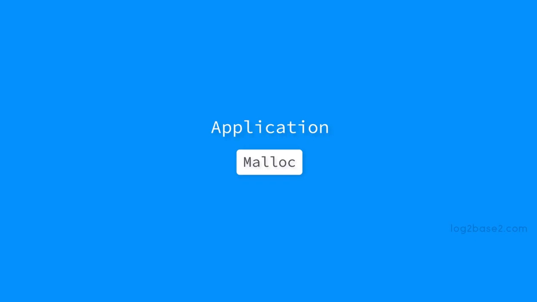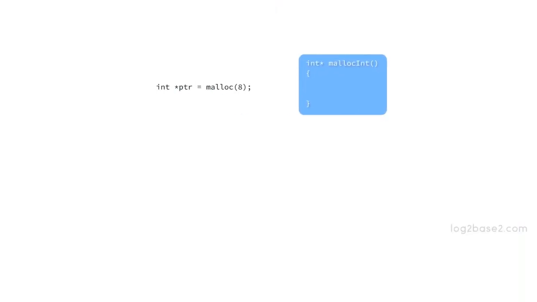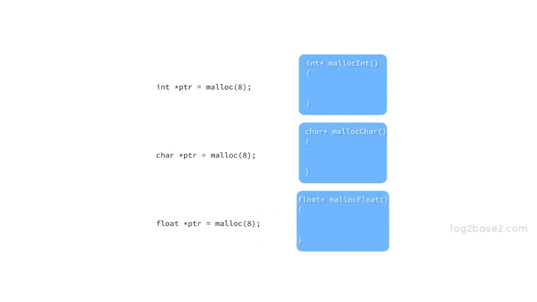If we don't have a void pointer and we want to allocate dynamic memory for an integer pointer, then we should have a function like malloc_int and its return type must be int star. If we want to allocate dynamic memory for a character pointer, then we should have a function like malloc_char and its return type as char star. Similarly, for a float pointer, we should have a malloc_float function. Similarly, for all other types, we need different malloc functions. But we can create one generic malloc function using void star as a return type. We can use this generic function to allocate dynamic memory for any data type.